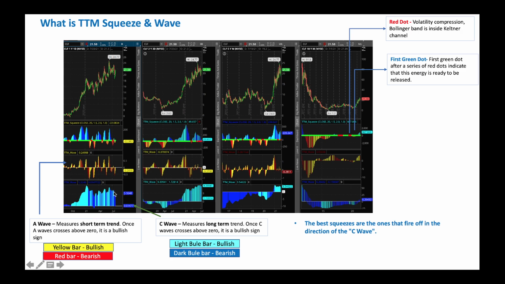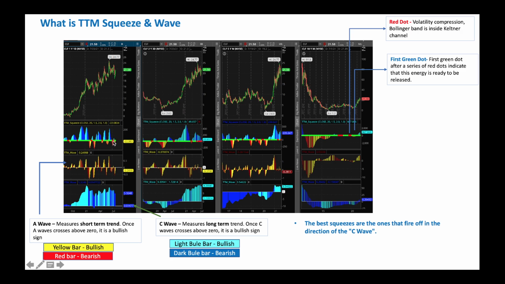The C wave measures the long term trend. Once the C wave crosses above zero, for example, here you see all the C waves are above zero, then it's a bullish sign. John Carter says, don't worry too much about the A wave, instead focus on the C wave. When you see a dot here, red dot or a green dot for that matter, typically a red dot indicates the tight compression of volatility.